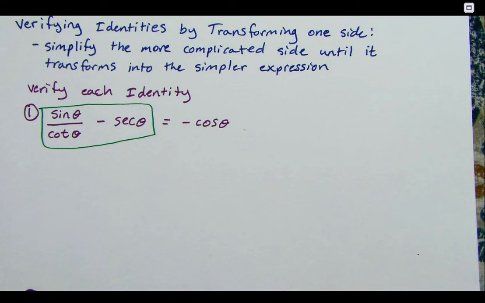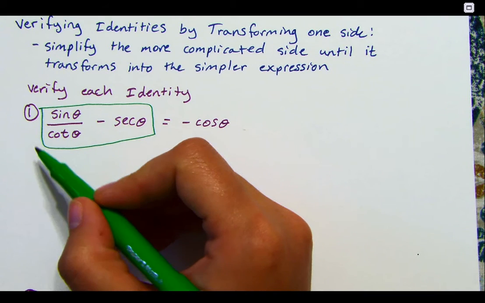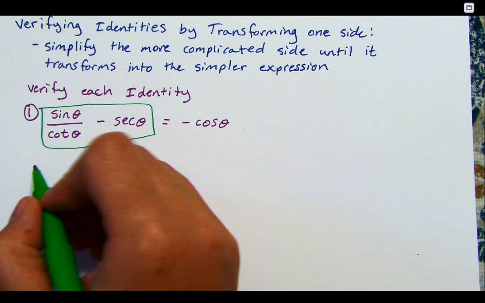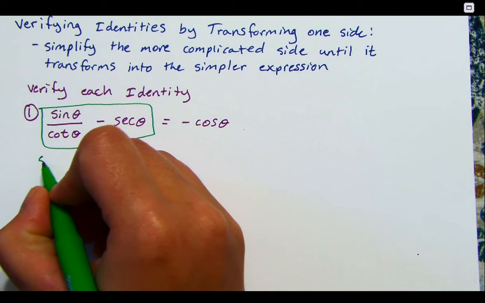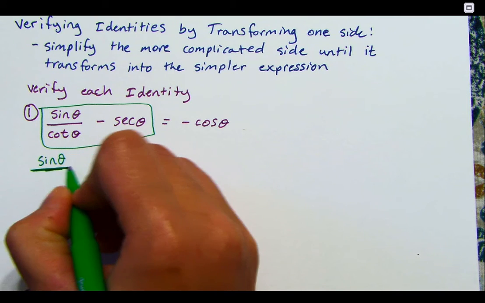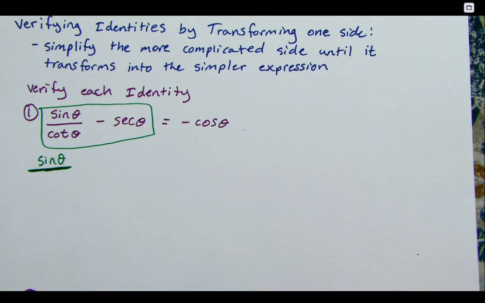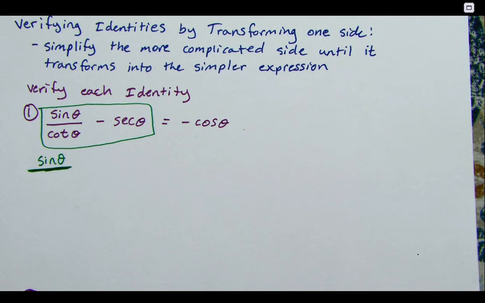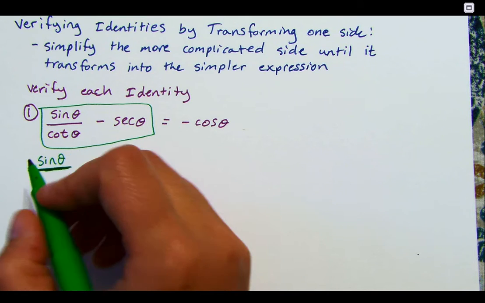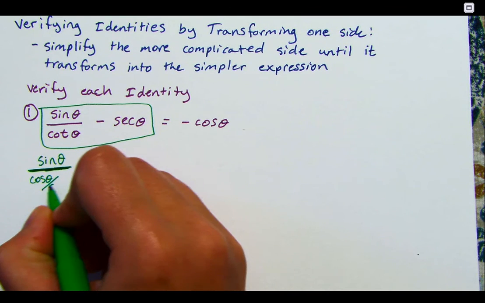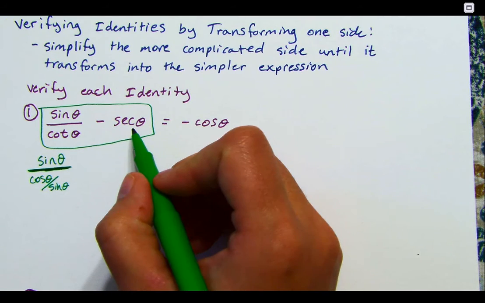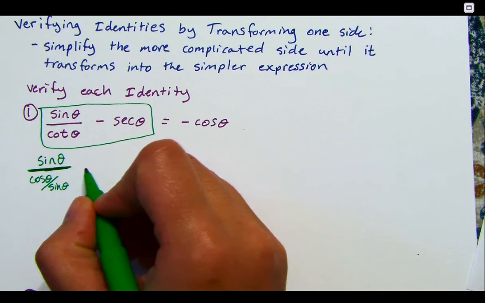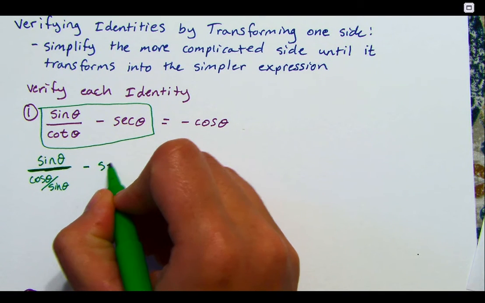So I'm going to choose to start with this first term. And I'm going to substitute in the quotient for the cotangent. So this is going to become sine theta. And again, whenever I have fractions and fractions, I always make the original fraction bar a little more bolded so I remember where it's at. And then cotangent will become cosine theta over sine theta. And I am going to just leave this alone for right now and see what this simplifies to. So this will still be minus secant theta.